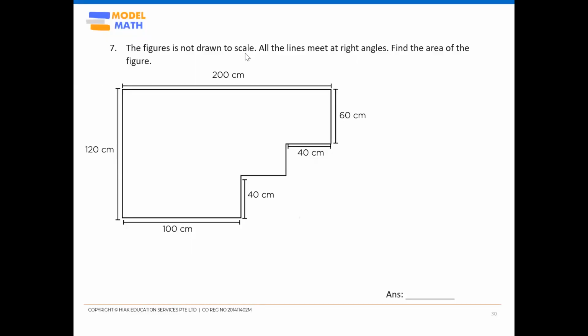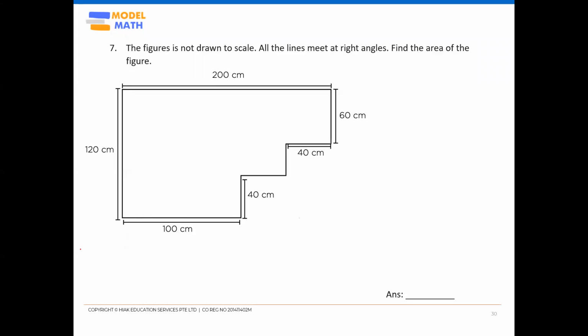Now, the figure is not drawn to scale. All the lines meet at right angles. Find the area of the figure. Looking at this figure, if we notice, it does not look like a regular rectangle. It looks like a rectangle, but with this part being cut off from the diagram.